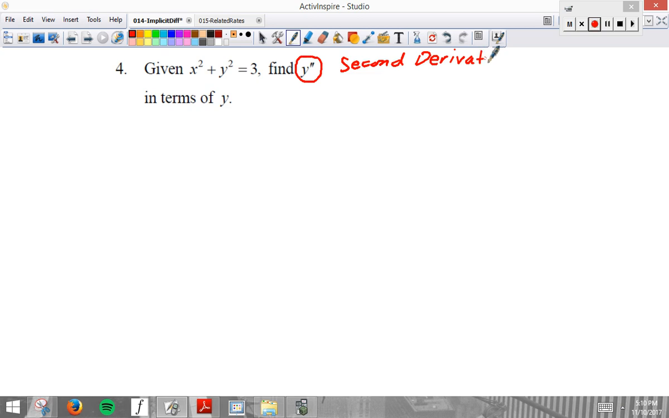And how do I find the second derivative? I take the derivative of the first derivative. All right. We also have this little chestnut in terms of y.